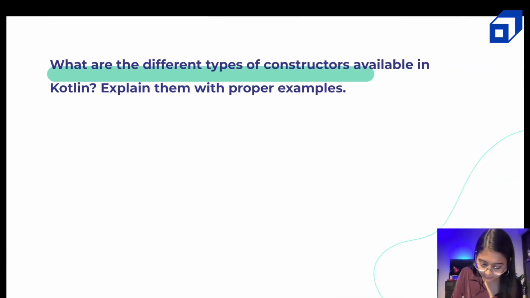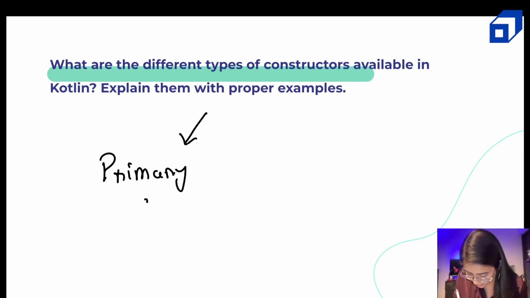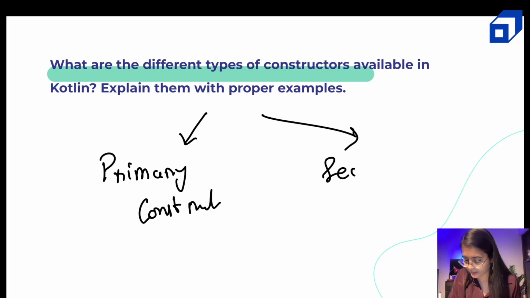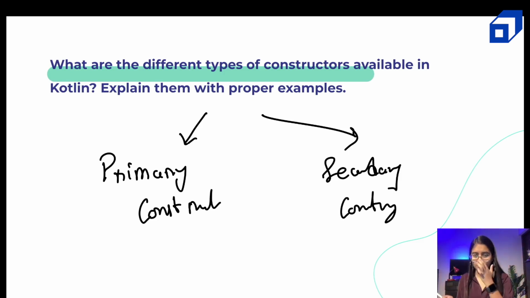So the very first one: what are the different types of constructors available in Kotlin? We have to explain them with proper examples. Let me tell you, it's very simple and easy. There are mainly two types of constructors in Kotlin. Number one is the primary constructor, and the second one is the secondary constructor. Very easy to memorize as well. Clear? Two constructors are here in Kotlin: primary constructor and secondary constructor.